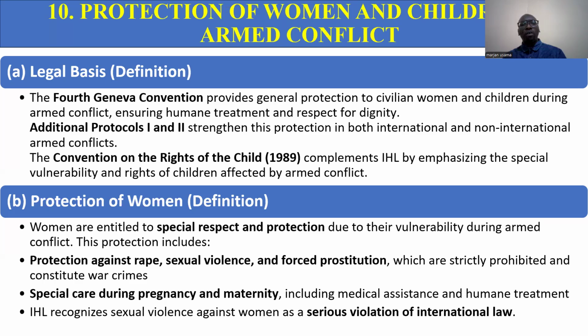So protection of women, what is the definition? Women are entitled to special respect and protection due to their vulnerability. Women are weak, physically, we're talking about the physical structure. They're very weak and very vulnerable. They cannot protect themselves like the men. So this protection includes protection against rape. They should not be raped. Sexual violence and forced prostitution are strictly prohibited and constitute war crimes.